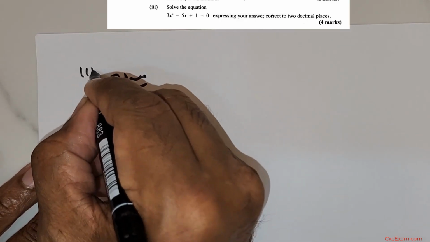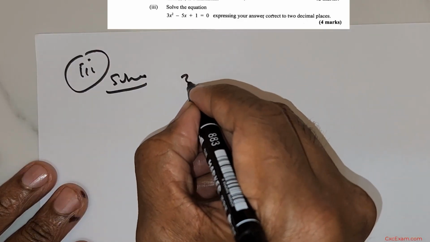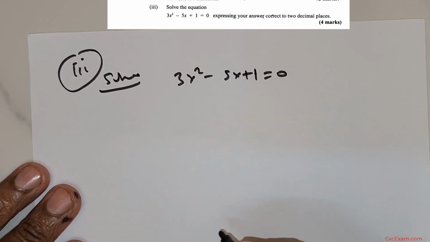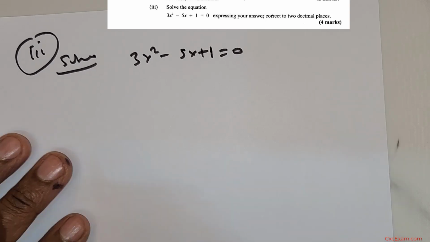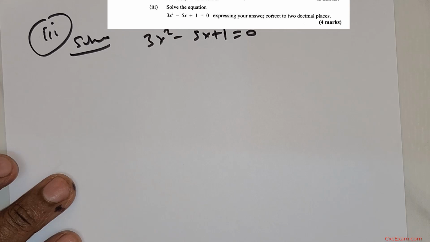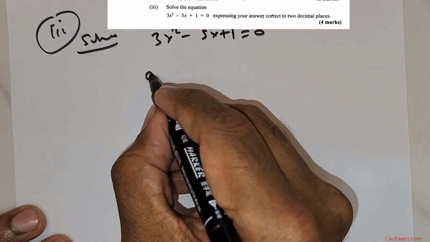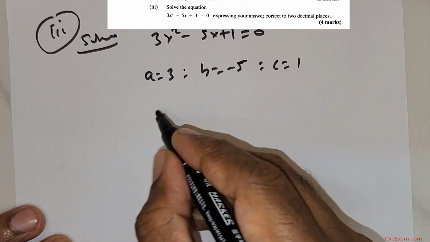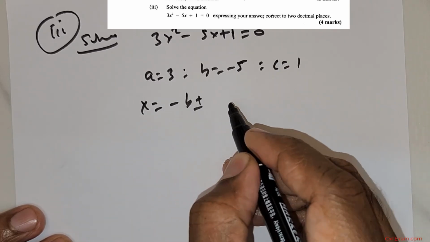So what is the next part? The next part is to solve. That's the third part. Solve 3 times x squared - 5x + 1 is equal to 0. Express your answer in 2 decimal places. Okay. So let me take a is equal to 3, b is equal to -5, c is equal to 1 and use the quadratic method.